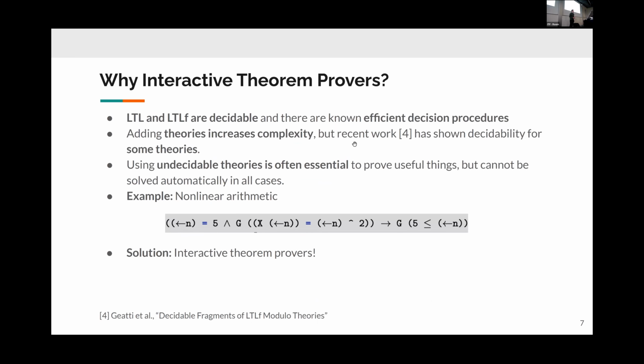Because while LTL and LTLF are decidable, and there's efficient decision procedures that exist for them, if you add theories, you can increase the complexity. And while for some theories, especially for some decidable theories, you have full decidability, if you use undecidable theories, it's clearly not going to be a decidable problem when you add them to LTL modulo theories. And again, from our example at the very start, nonlinear arithmetic is one of these. So for this reason, we've built this library around an interactive theorem prover, sort of an escape hatch, so that the user can always provide a proof, even if automation fails.